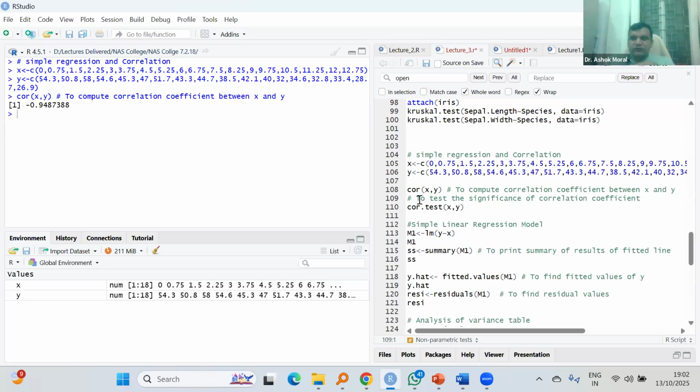Range of correlation. What does it mean, correlation is minus 0.948? What does it mean?